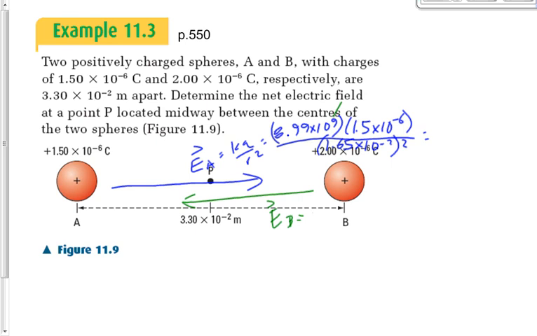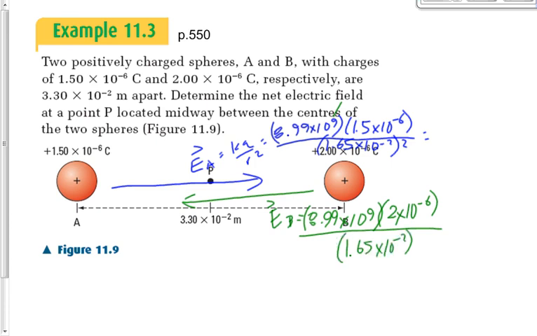EB, done pretty much the same way, 8.99 times 10 to the 9 times, this time the charge is 2 times 10 to the minus 6, divided by the distance of 1.65 times 10 to the minus 2, squared. This side of the room, Jordan and over, are going to calculate this one, please. Fraser side, you guys got the blue one? Lucas, you got it there? Lucas B? Yep. 10 to the 8?